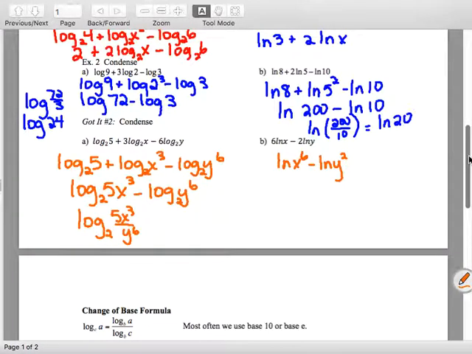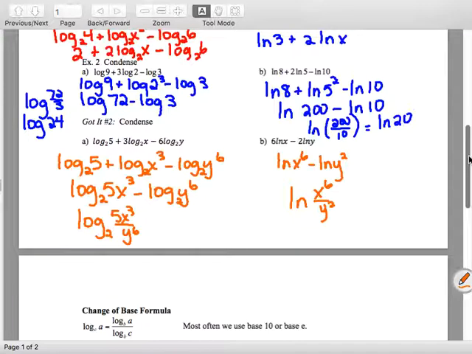All right, then letter B. 6 natural log x minus 2 natural log y. You bring the powers up. So that's the natural log of x to the 6th over y squared.